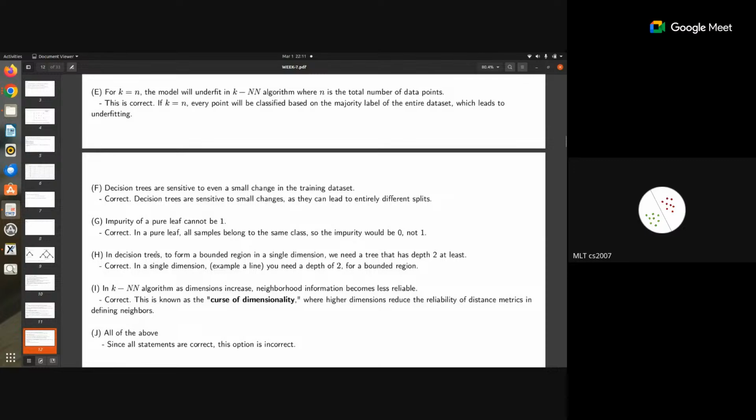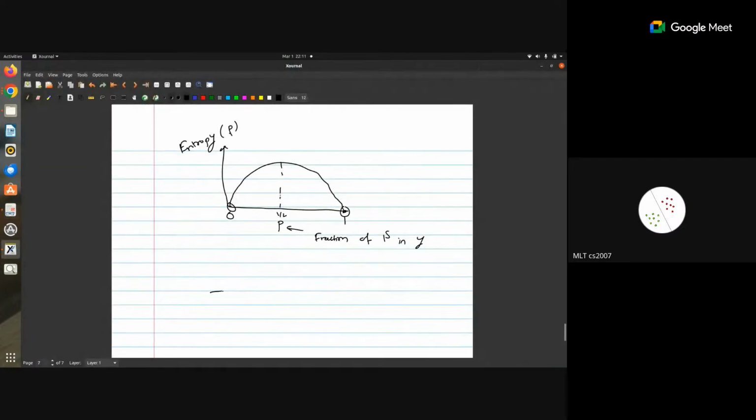In decision trees, to form a bounded region in a single dimension, we need a tree that has a depth of at least 2. So in a single dimension, for example a line, we need a depth of 2 for a bounded region. I thought it required only one depth, but they are saying at least two. For a bounded region in a single dimension, you will have to partition the data somewhere. You can think about how your data will lie in this case, maybe like this.